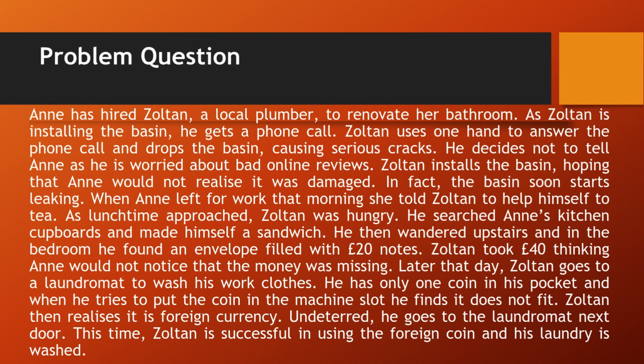Later that day, Zoltan goes to a launderette to wash his work clothes. He has only one coin in his pocket, and when he tries to put the coin in the machine slot, he finds it does not fit. Zoltan then realizes it is a foreign currency. And third, he goes to the launderette next door. This time, Zoltan is successful in using the foreign coin and his laundry is washed.